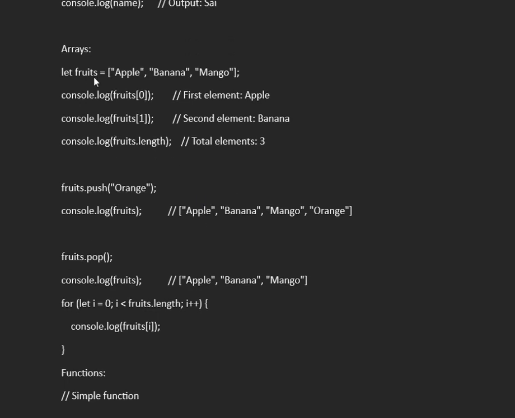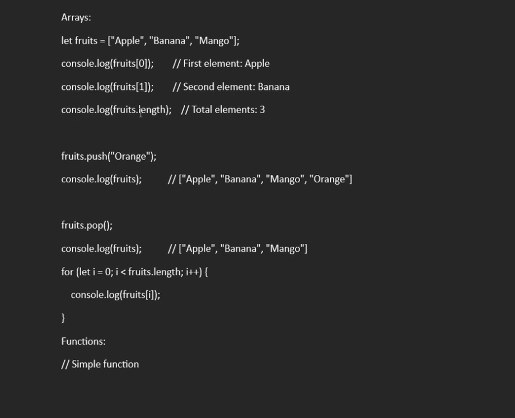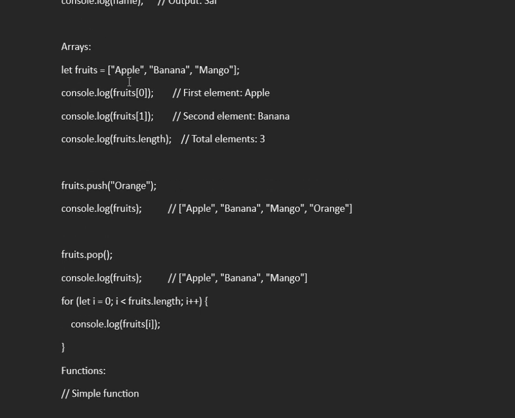Here the fruits are declared with let, and in the fruits variable we can give apple, banana, and mango, with a different number of elements in the single variable. Here console.log fruits 0 returns the first element of the array, apple, and 1 prints banana, and fruits length is 3. Here the array length is 3: 1, 2, 3. Index numbers start from 0, so 0, 1, and 2.